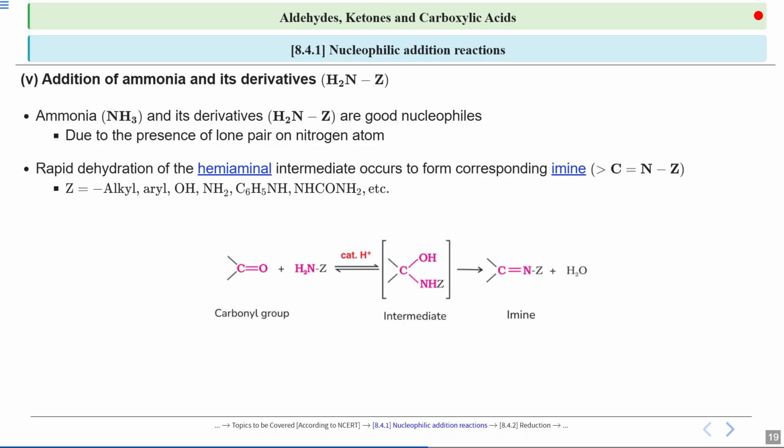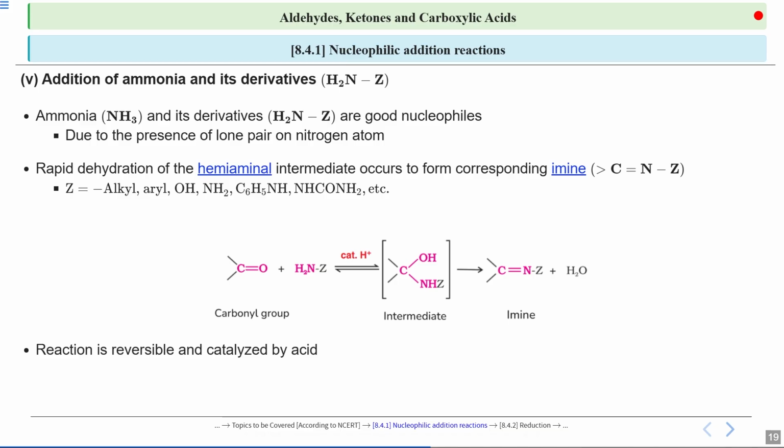So if you look at this particular reaction, you have a carbonyl group. When you react it with ammonia or derivatives of ammonia in the presence of a catalyst, which is H plus, you get an intermediate, and this intermediate is hemiaminal. See, to the same carbon, one OH group is attached and one NHZ is attached. And this intermediate is quite unstable. Further, there is rapid dehydration of this intermediate, and you finally get an imine, and water is released.